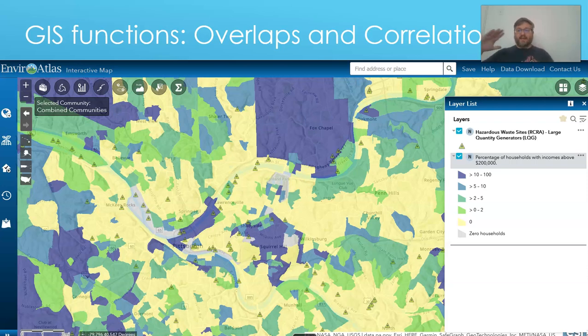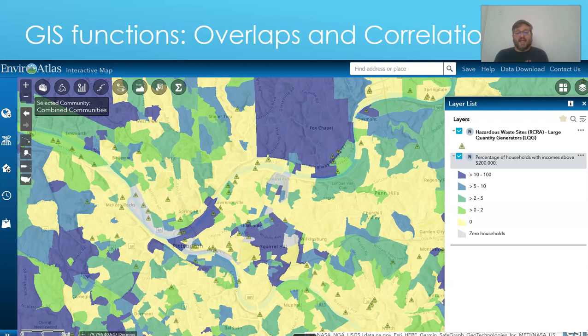And so we can stack those two things together using GIS. And just from visually looking at this map, you might be able to see it looks like those hazardous waste sites are mostly in the poorer areas, right? The light green and yellow areas are the areas with the fewest people with high incomes, and you see most of those hazardous waste sites seem to be in those areas. And so we can just visually look at that by using GIS to display this information.